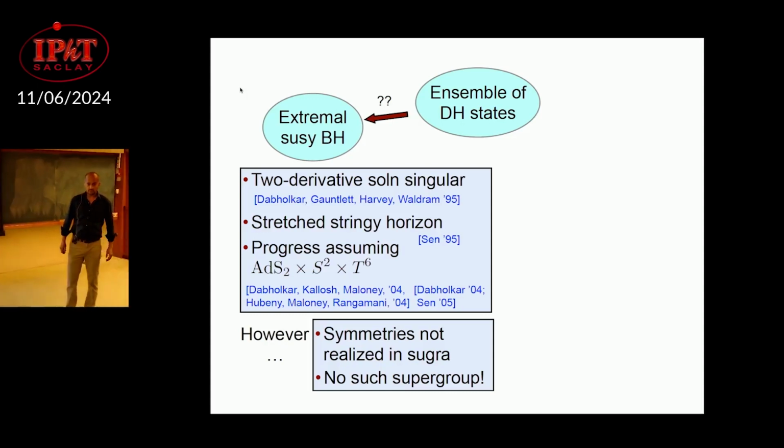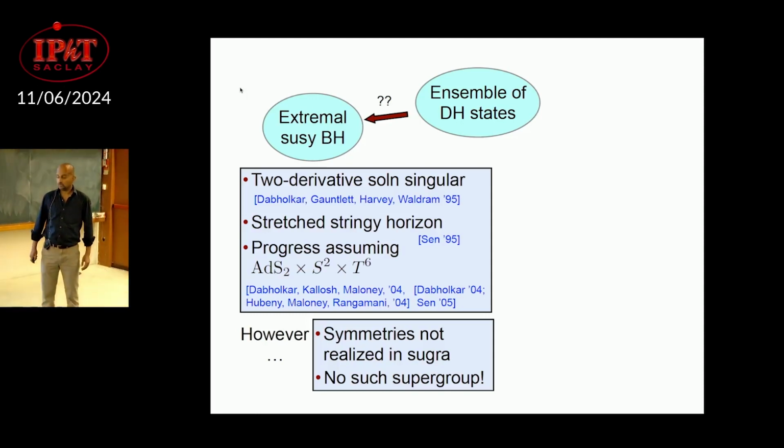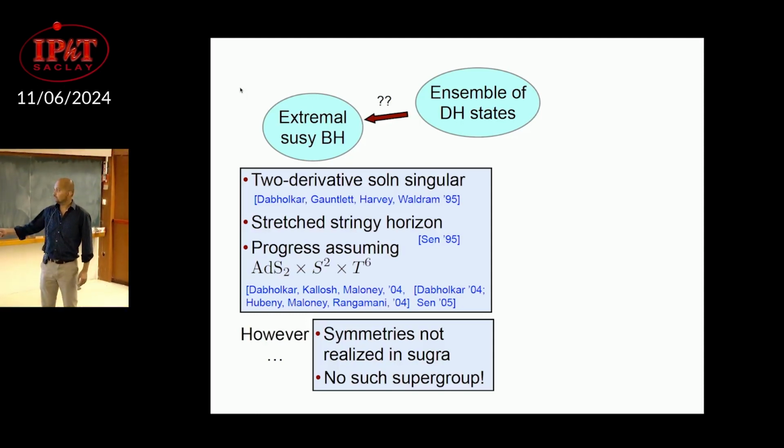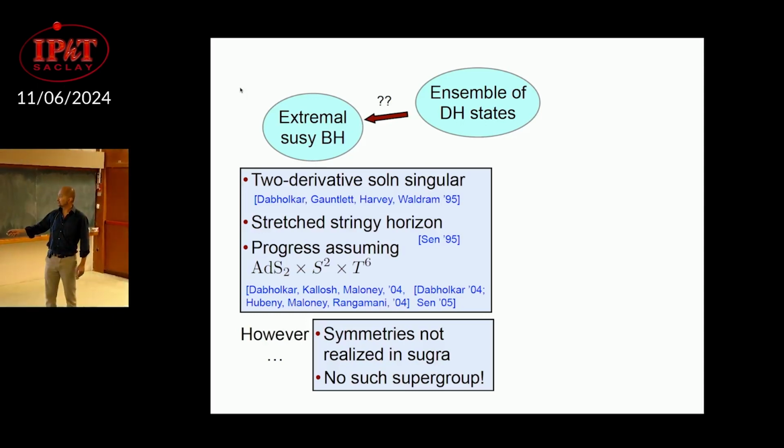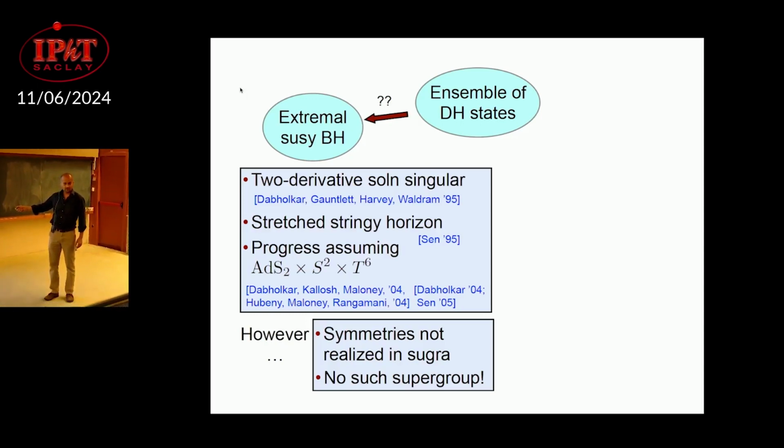What was the original motivation of this assumption? Sorry, of which assumption? The assumption of AdS2 times S2 times T6. Well, as I said, firstly, this problem is very difficult to solve otherwise, and secondly, if you have an extremal black hole, then typically you have such a symmetry enhancement.